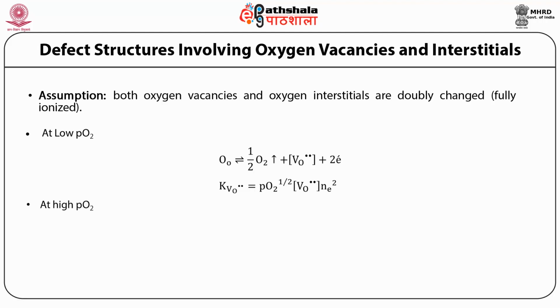However, at high partial pressure of oxygen, the defect reaction becomes half O2 gives OI double prime plus 2 holes. Hence, the reaction constant K of OI double prime becomes the concentration of OI double prime times p squared divided by PO2 to the power 1 by 2.